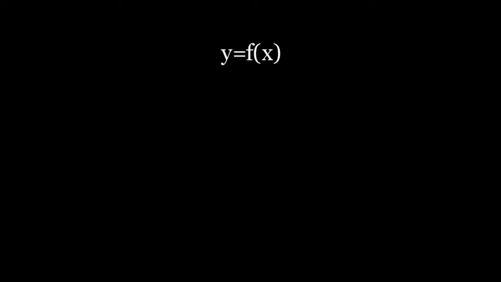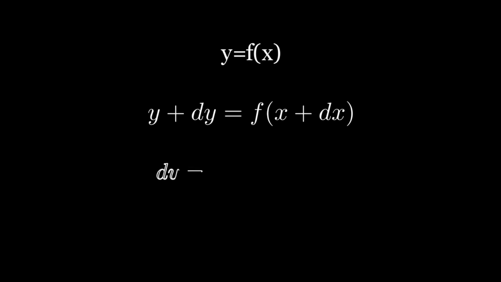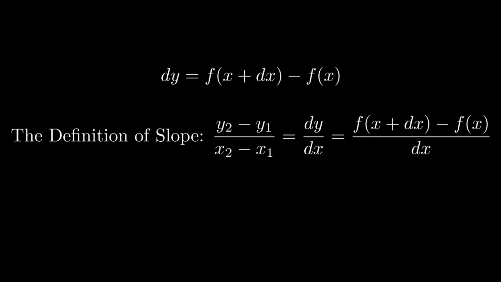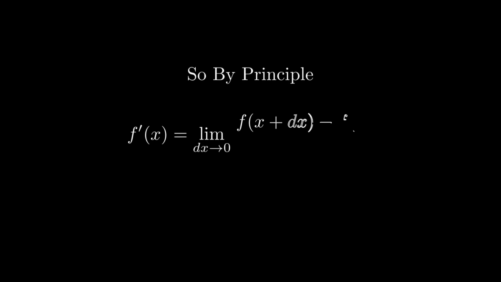Consider a function f(x). A small change in x produces a corresponding change in y, denoted as dy because y depends on x. By rearranging the equation, we express y as f of x and define the slope dy by dx as (f of x plus dx minus f of x) whole divided by dx, where we eventually take the limit as dx approaches 0.